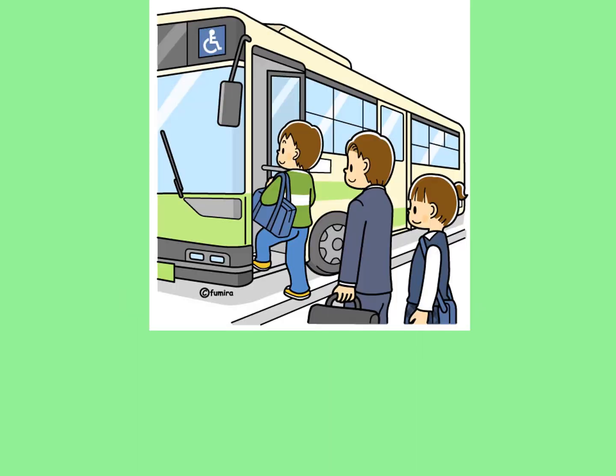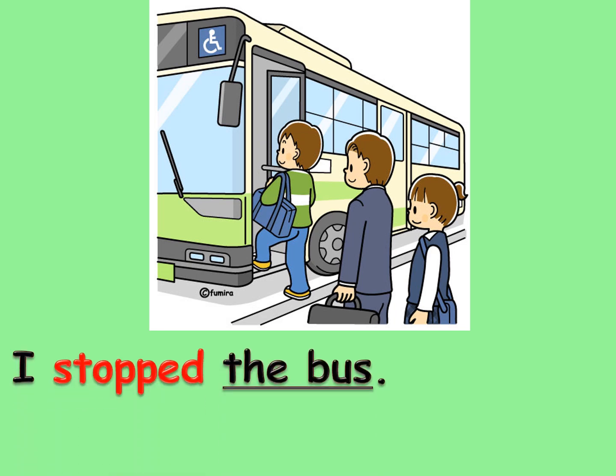In this picture, the bus is stopped in front of these people. Depending on who is talking, this bus stopping can be described in two different ways. Even though he is not in the picture, the bus driver will say, "I stopped the bus." As he acted on the bus, this stopped is a transitive verb.